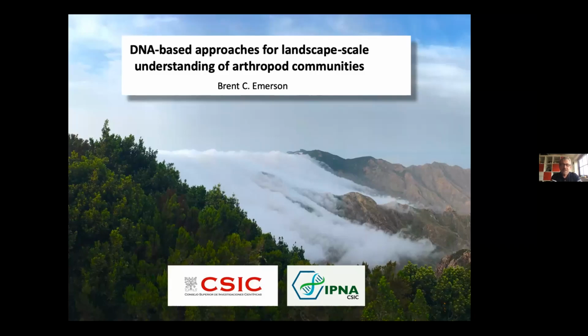So, as mentioned, I moved from the UK to the Canary Islands about 10 years ago, and when I moved, I thought it was a great opportunity to shift from fairly superficial phylogenetic analyses or single species studies, and try and take a community-based approach to understand what processes really are important in structuring biodiversity across these insular landscapes.